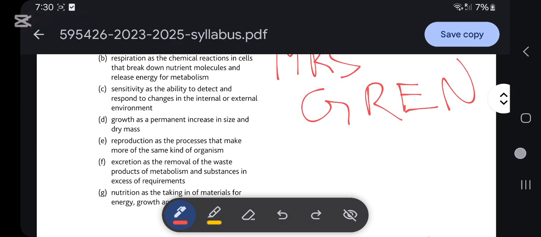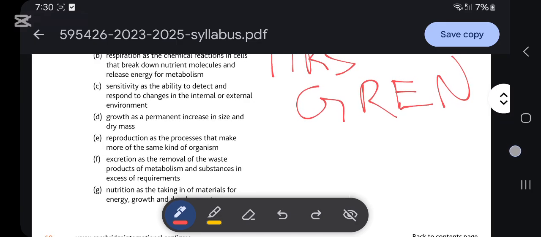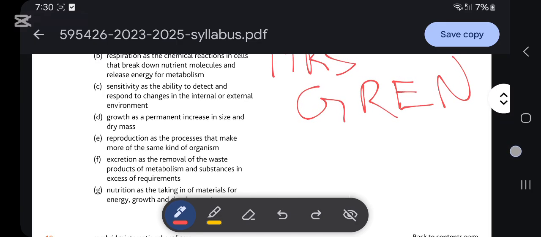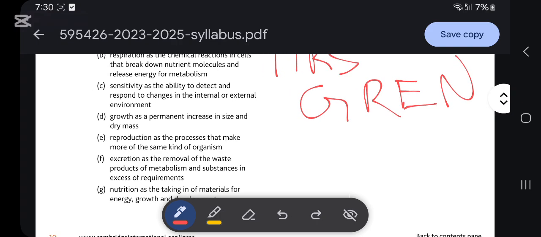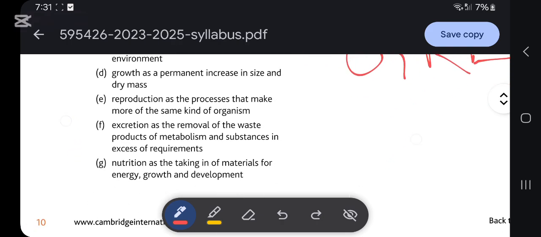Next, growth is a permanent increase in size and dry mass. Your size and dry mass permanently increase, which means it can never come back to its original position. One mistake students make is thinking of the puffer fish: when it swallows water it gets bigger, so it has grown. But that is false, because it comes under sensitivity, and after that it comes back to its original shape. I hope you got my point.